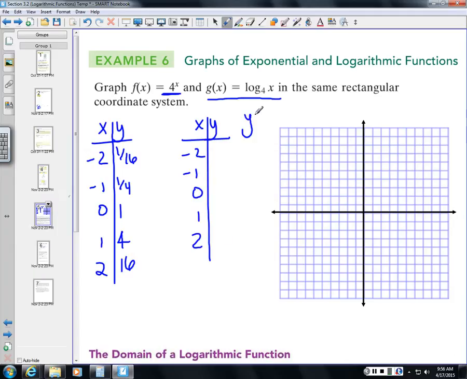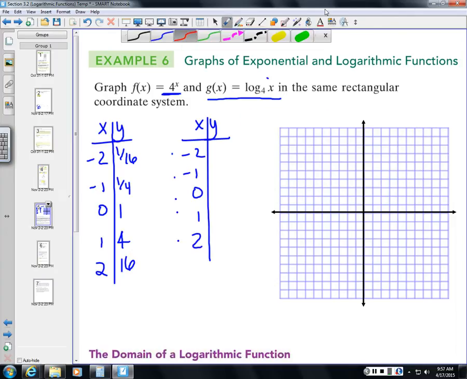I'd have to plug in y equals log base 4 of 1. I can't plug that in my calculator. We learned that earlier in the section, which means every single time I plug in a number here, I'm going to have to convert it into exponential form, and so that would be, okay, 4 to the y power equals 1. So I got to figure out 4 to what power gives me 1. So that would be kind of simple. I'd have to do the same thing for 2. I'd have to do the same thing for -1, -2, and that's a lot of work. That gets pretty complicated.